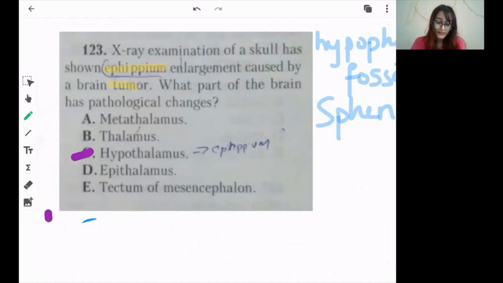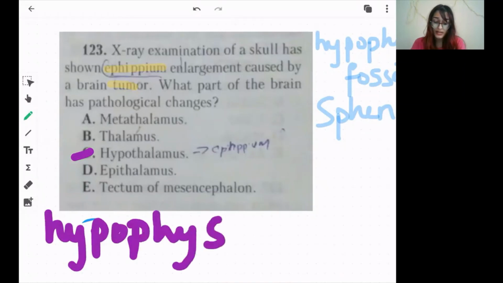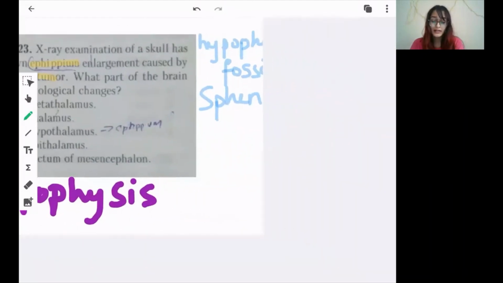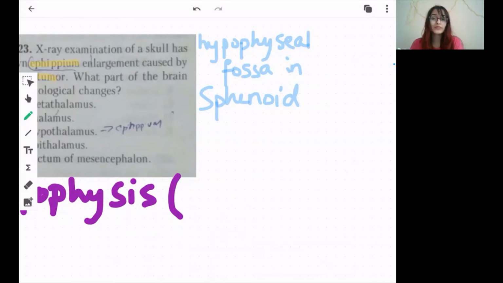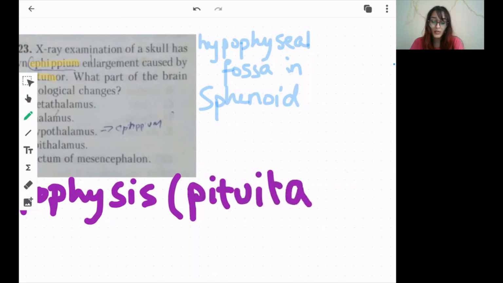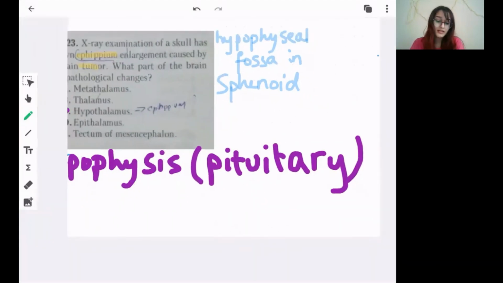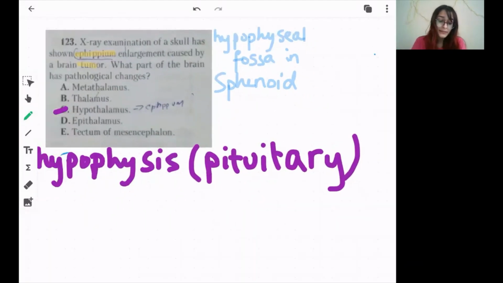because it is actually the pituitary gland that is present in the hypophyseal fossa in the sphenoid bone and not the hypothalamus itself. However, from the other options in this question, the best answer would be the hypothalamus.